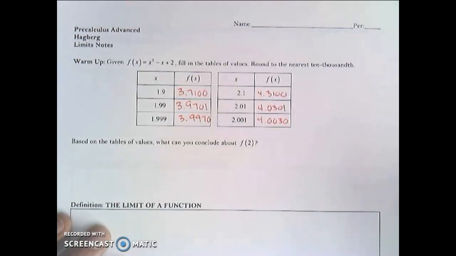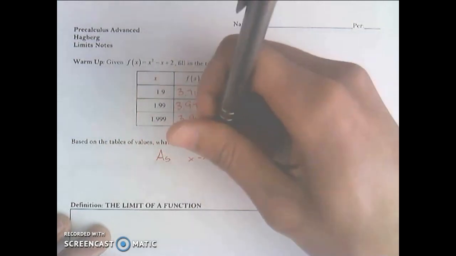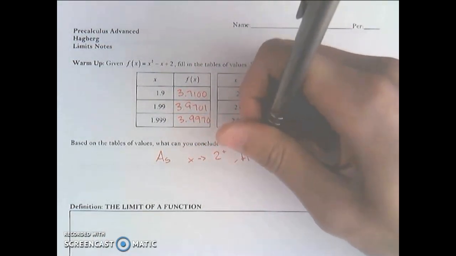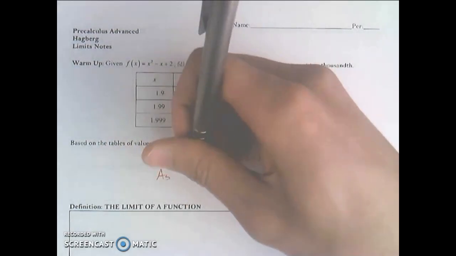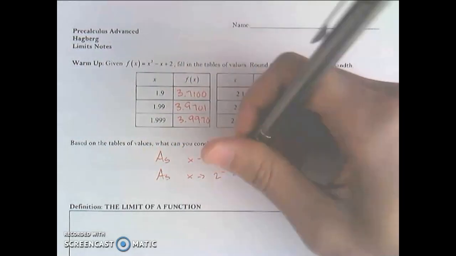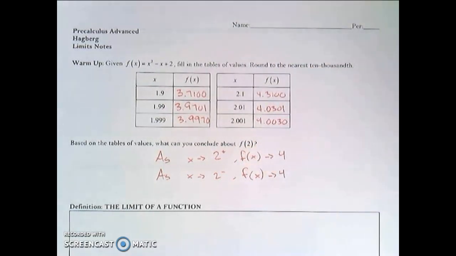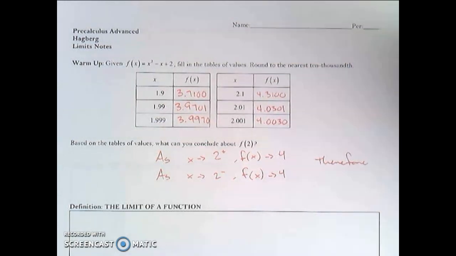So we can conclude, even though we haven't evaluated f of 2, that as x approaches 2 from the positive side, or from the right-hand side, so that would be this table here, our function f of x approaches 4. And as x approaches 2 from the left-hand side, or from the negative side, f of x also approaches 4. Therefore, we can say f of 2 is equal to 4.